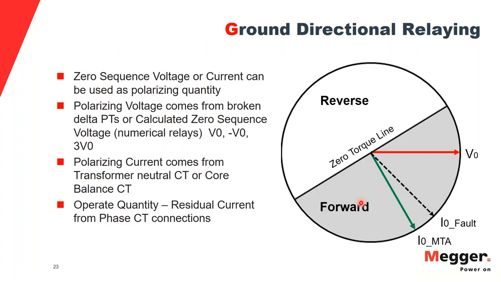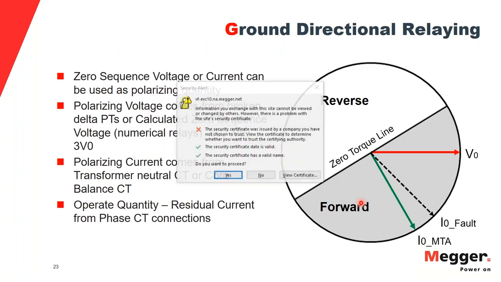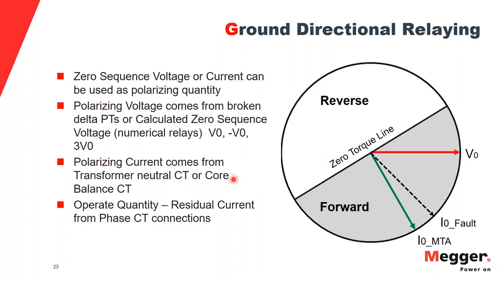What is ground directional relaying? So now we know that ground directional relaying looks for any current flowing in the ground circuit. So we know from symmetrical component theory that that's a zero sequence current that flows through the neutral of a Y-connected circuit. So you basically use in ground directional relaying your zero sequence voltage or your zero sequence current as your reference, depending on what kind of power transformer connections you have.